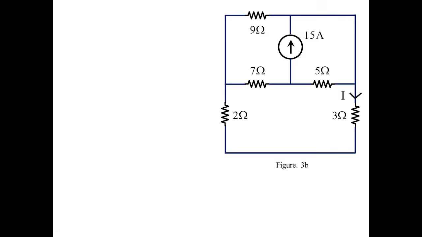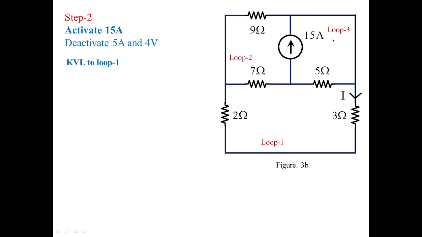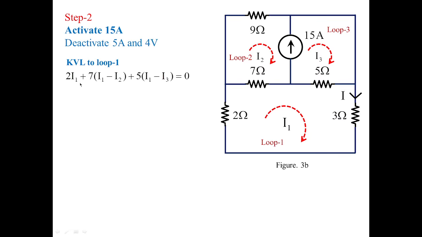Now we have to see what is the result we are going to obtain for 3 ohms when 15 amperes is active. So step 2, 15 amperes is active, 5 amperes and 4 volts are inactive. So 4 volts is shorted and the 5 amperes is removed. So applying KVL to loop 1. So loop 1, loop 2, loop 3 I am identifying here. So I am going to apply KVL to loop 1. So similarly you have 2 I1 plus 7 (I1 minus I2), plus 5 (I1 minus I3). You have to remember that plus 3 I1 is equal to 0.